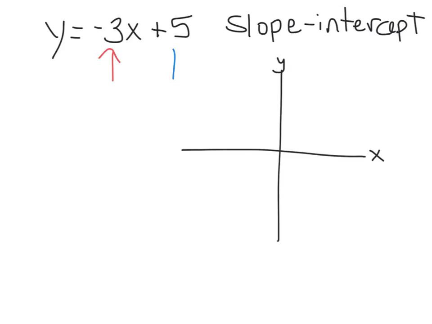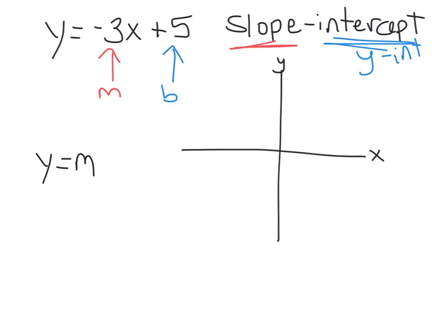The two key pieces of information are the slope and the y-intercept. M is the letter we usually use to represent slope, and b is the letter we use to represent y-intercept. Since slope-intercept form in general looks like y equals mx plus b, we know our slope is found right in front of the x variable, which is the coefficient of x, and the b value is found as the constant after that.